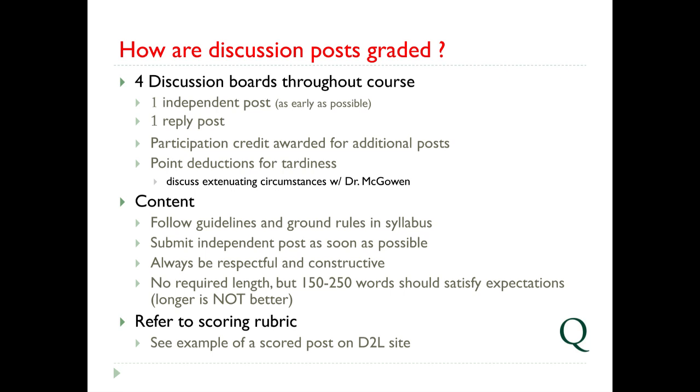So, a little more about how the discussion posts are graded. As I said, there are going to be 4 discussion boards throughout the course, and you'll make 2 posts to each one. One independent post that's a response that you make to the discussion prompt. You should make that as soon as possible because everyone needs to have independent posts up so that you can choose which one to reply to. So you have deadlines for both your independent and reply post, but get your independent post up as soon as you can so other people will have an opportunity to respond to it if they want to.